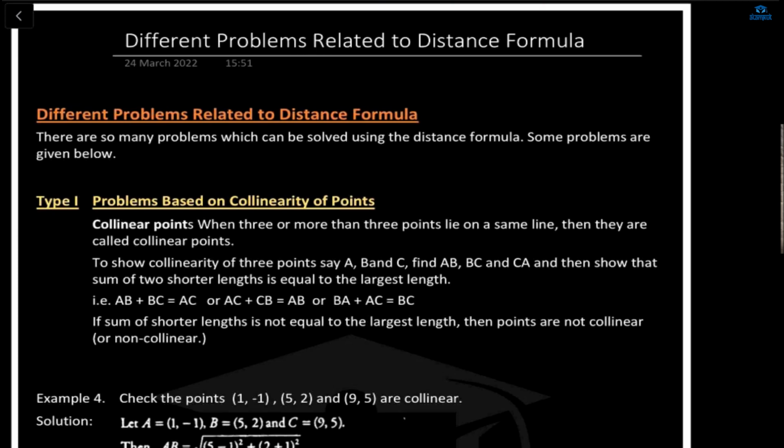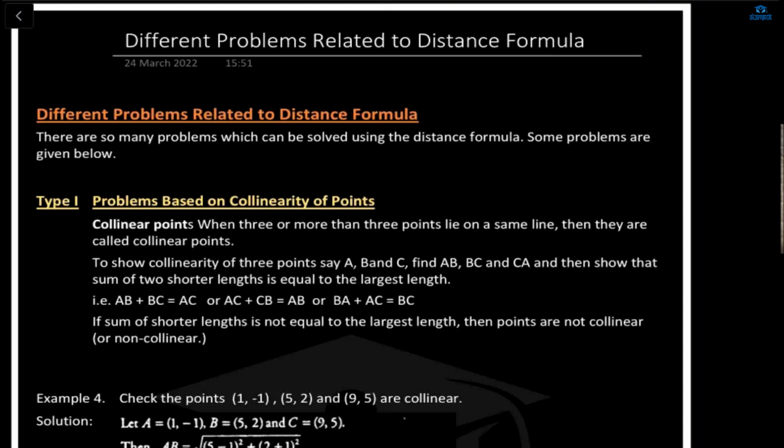Okay, minimum 3 points, maximum how many points? Collinearity of points means the points lie on the same line. It is not bending anywhere. If the points are lying on the same straight line, then the points are called collinear. Now, how can we check that the points are collinear?